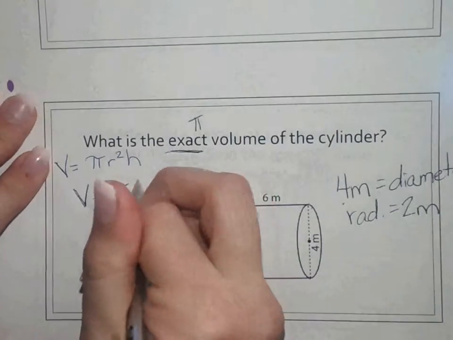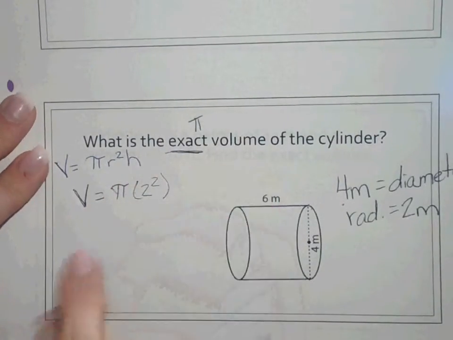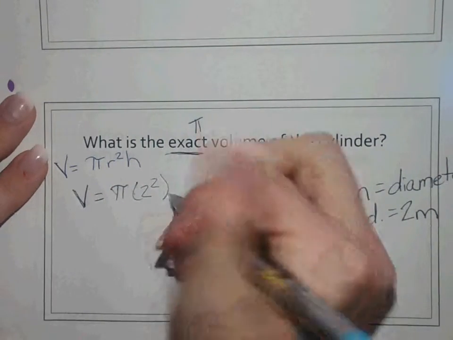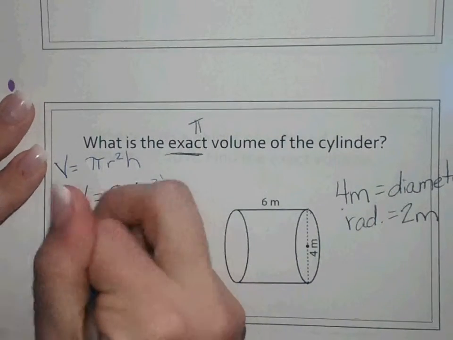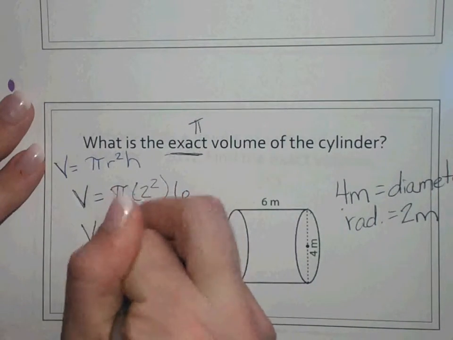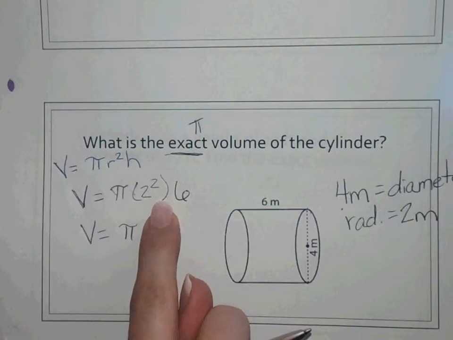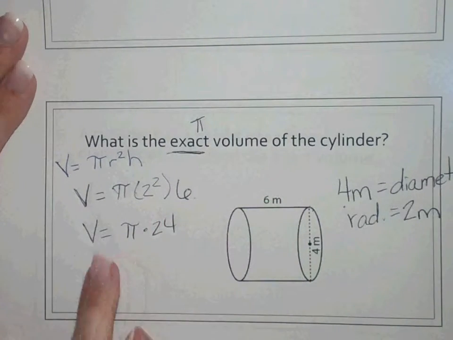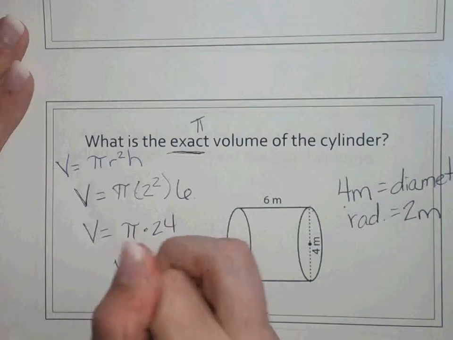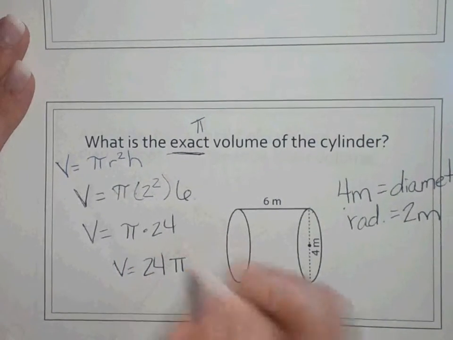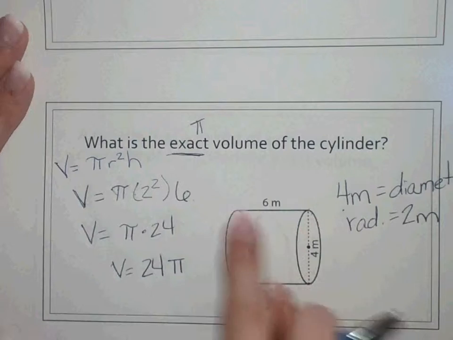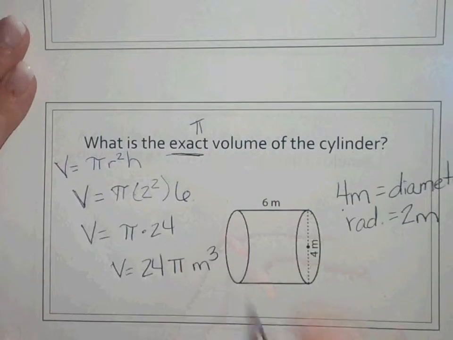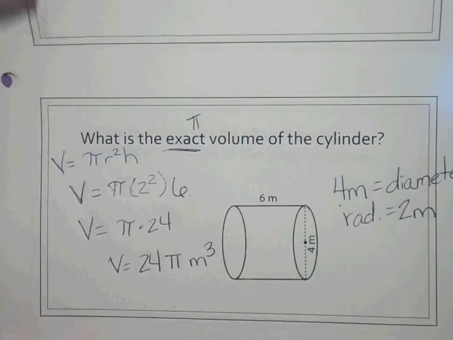So now I can plug that in. We want 2 squared, and then times the height. That's this line here. So now all I'm going to do is multiply these out. 2 times 2, or 2 squared, is 4. Times 6 is 24. Usually you won't see it like this. You'll see the volume equals 24 pi, and then the units are meters. You always want to put your units cubed. Meters cubed. Volume is always cubed.